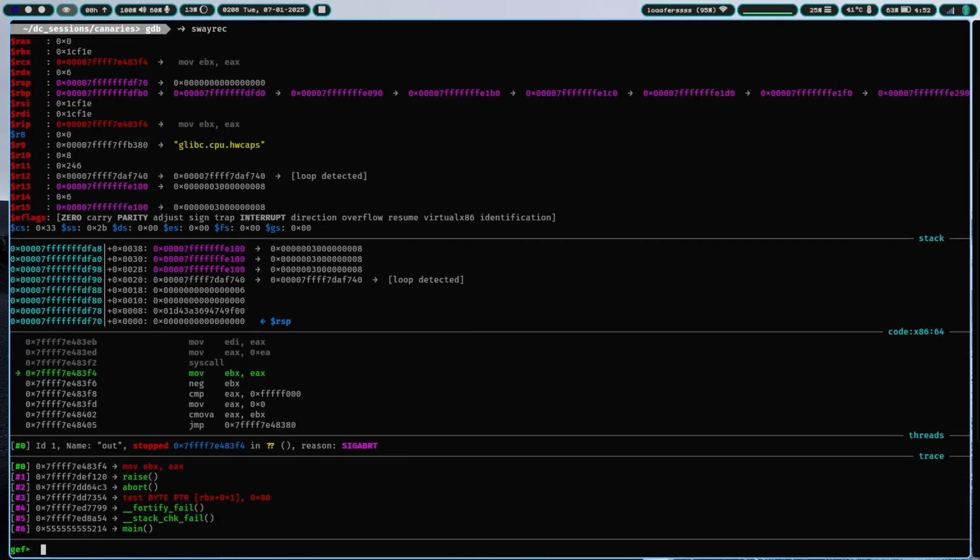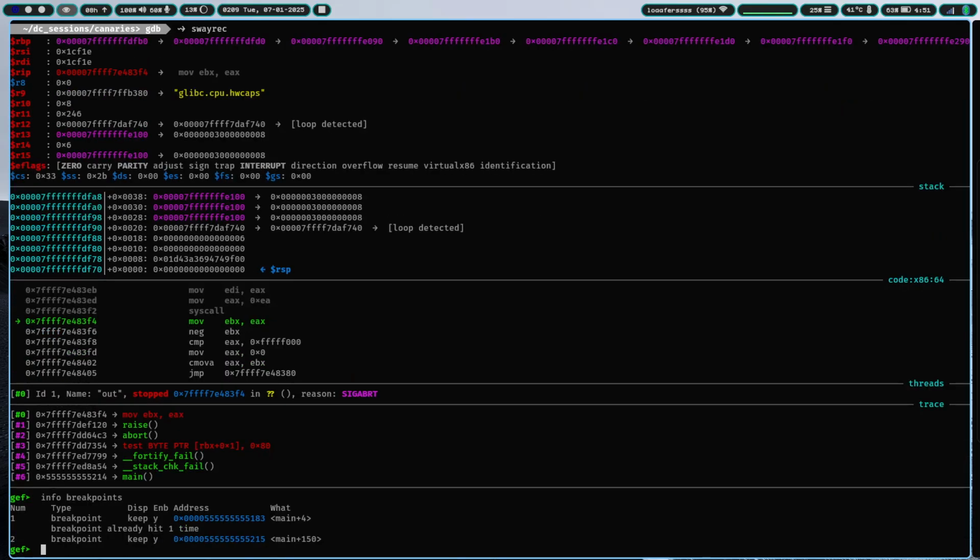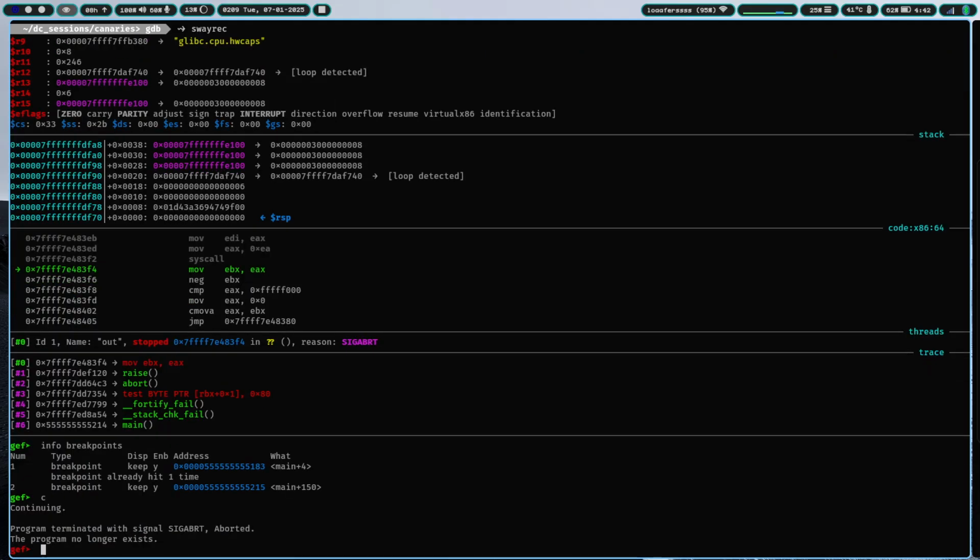So you can see we did not hit the breakpoint, and in fact we did not hit the second breakpoint, and the program terminated with SIGABRT. So this led to an abort. As you can see, stack_chk_fail, abort, raise. The backtrace is there. This is the main part. It leads to an abort, and abort is unrecoverable.